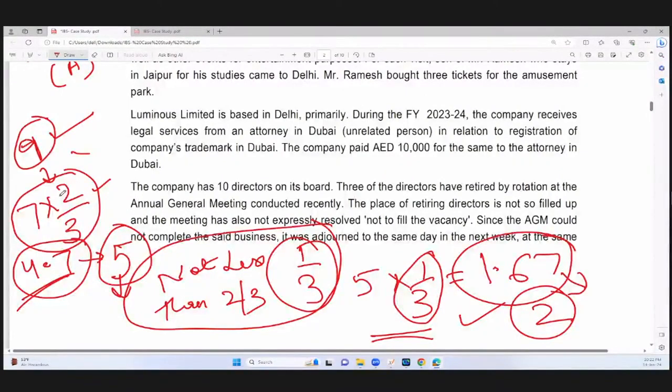The place of retiring directors is not so filled up. ठीक है, 1/3 हमने निकाल लिया, पहले 2/3 करा, फिर 1/3 करा. The meeting has also not expressed resolve not to fill the vacancy. अब हमारा ये कॉन्सेप्ट क्यों आया है?